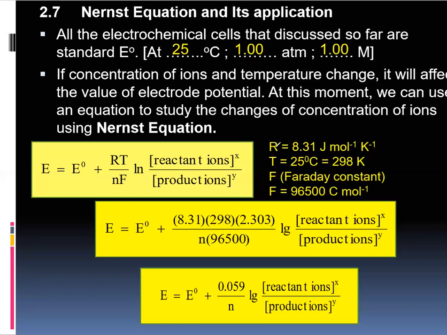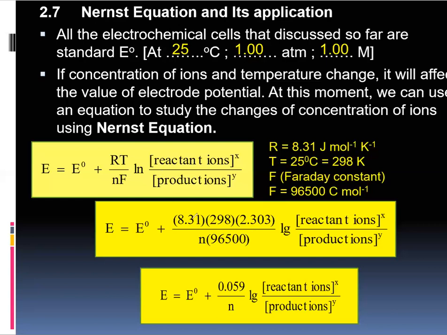Your R, which is your ideal gas constant, will always be given to you. It has a value of 8.314 joule per mole per Kelvin. Temperature is regularly supposed to be room temperature. If it changes, you'll be given the value, 25 degrees Celsius, which is the same thing as 298 Kelvin. Your F, which is Faraday's constant, is given by 96,500 coulombs per mole.